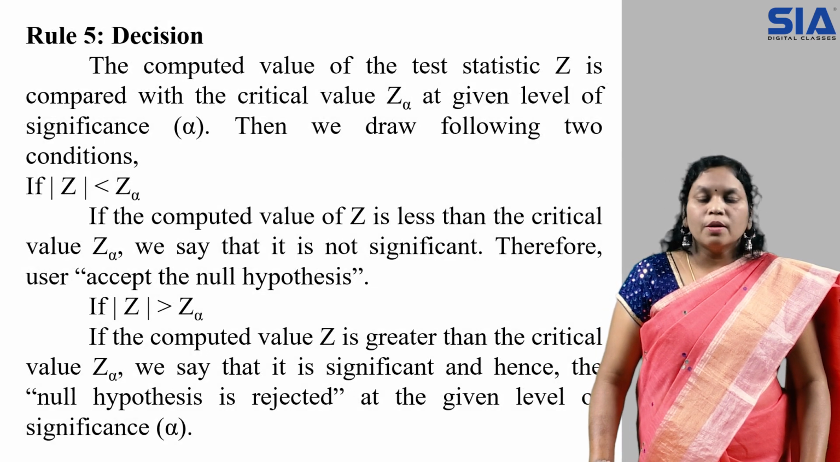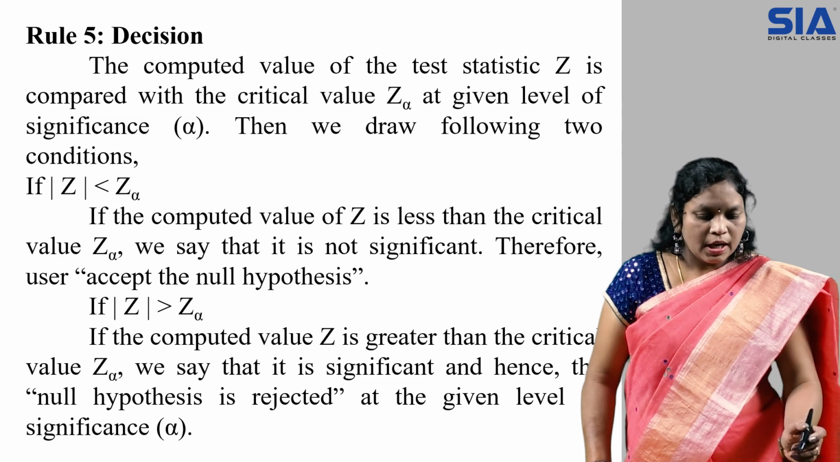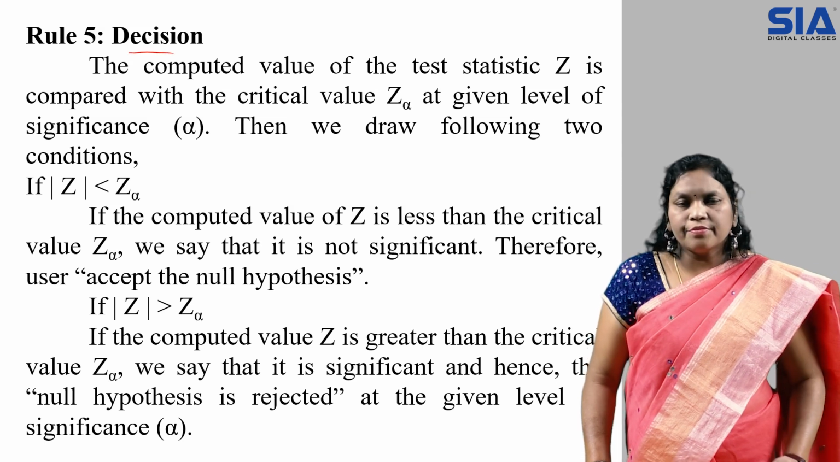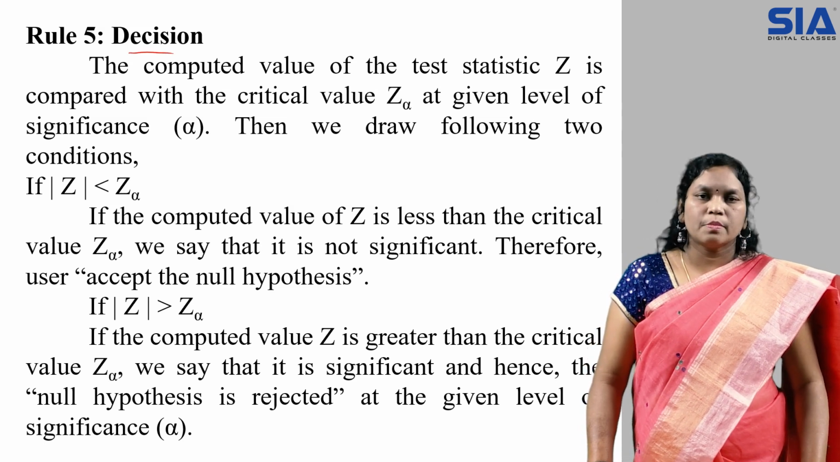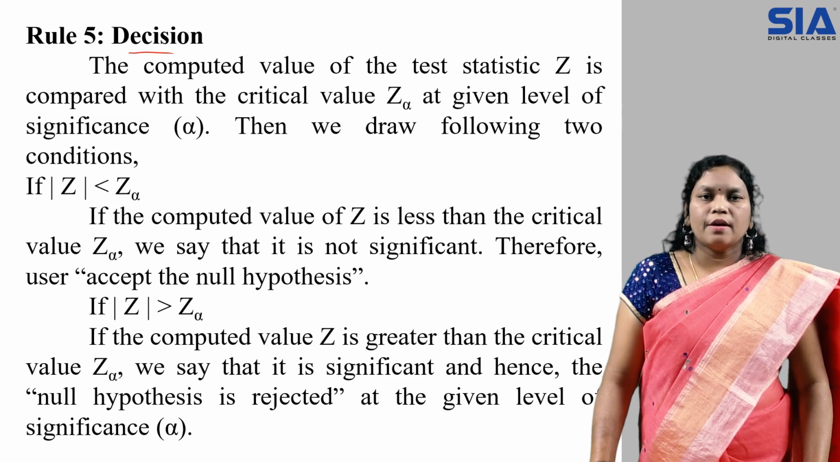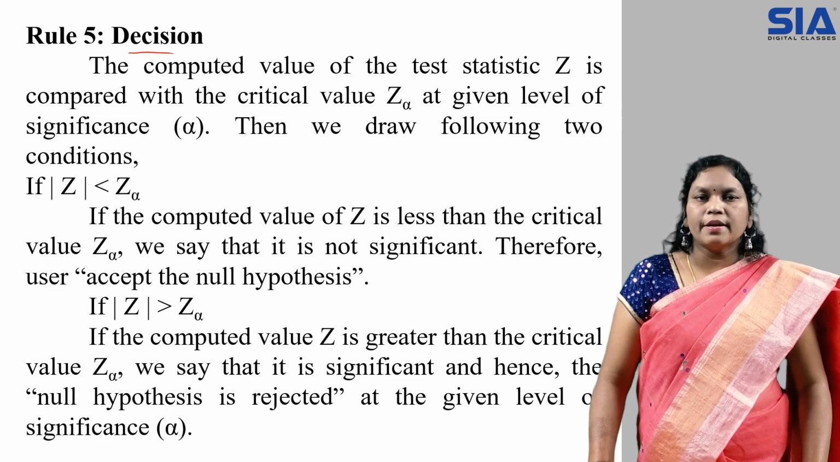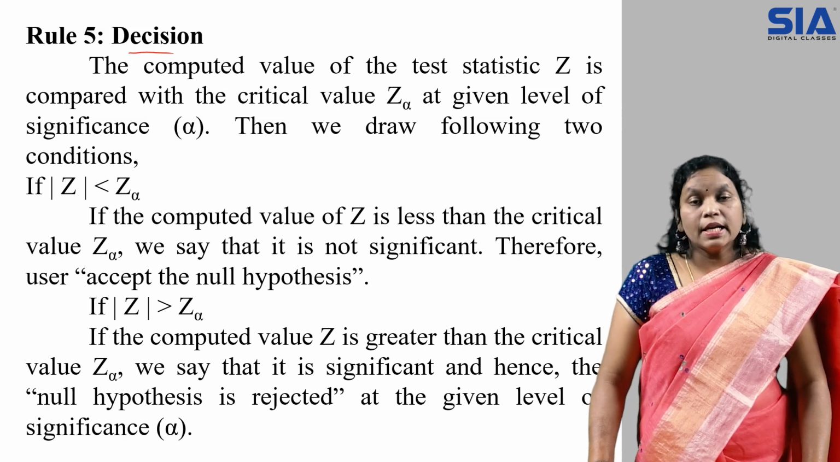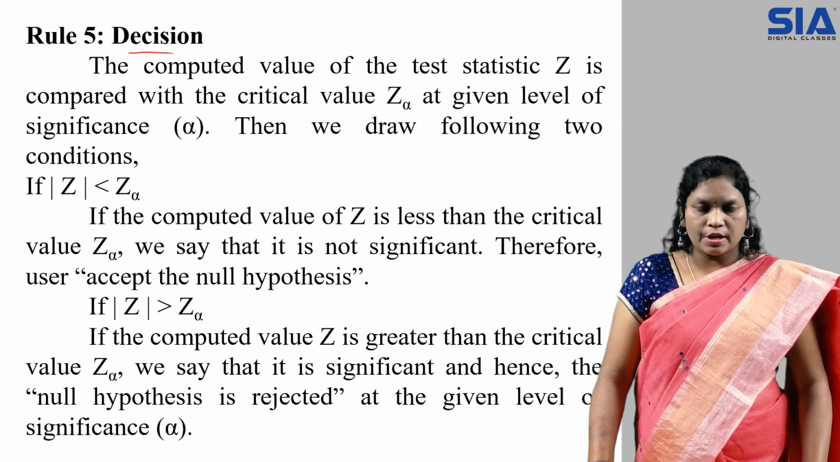Now let us go for step number 5, that is decision making. So how to take the decision? We have done the test statistics, and we got some answers. Based on the data, I have considered my formula, and I have got some answers. Then how to give the conclusions? Let us check it out now.